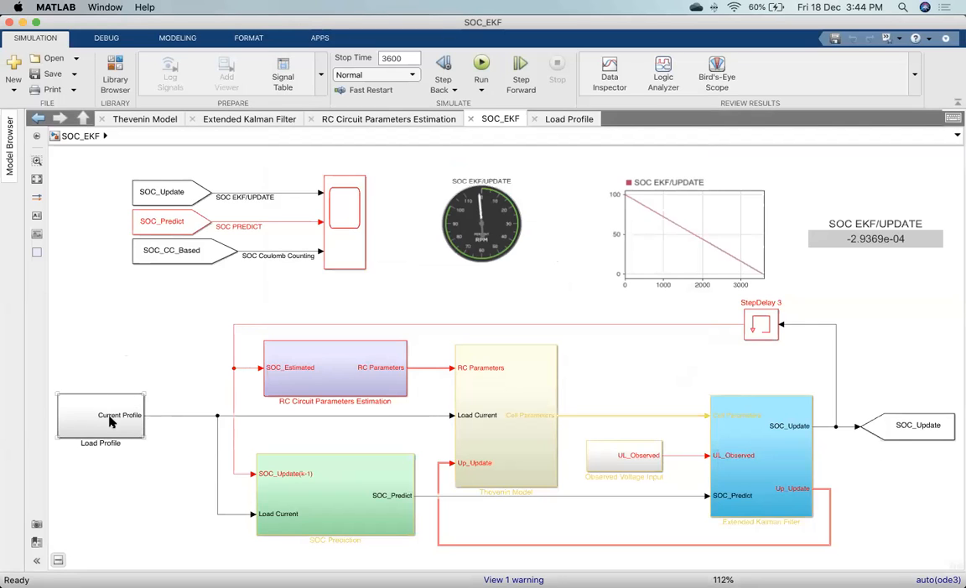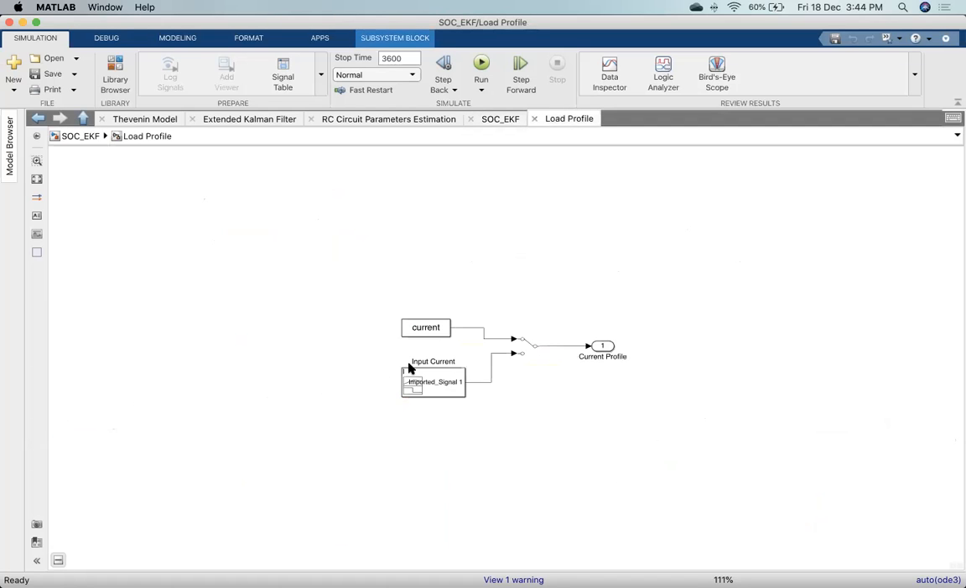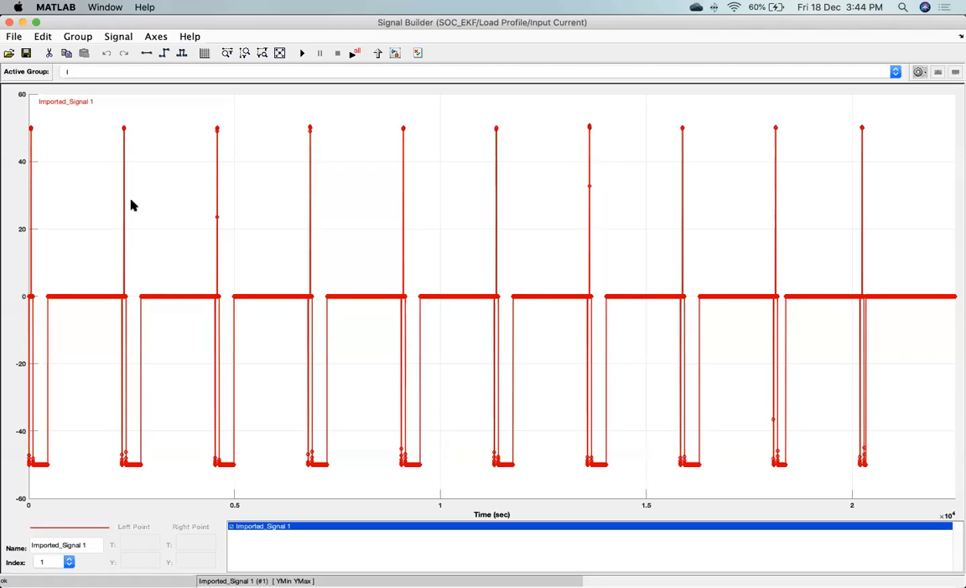So this is the current profile I'm giving over here. Basically, I have collected the data from the test, and I'm giving it over here. If you don't have the test data, you can generate your own current profile. There is an option in Simulink called the signal generator, so you can generate signals like this and check your current profile.